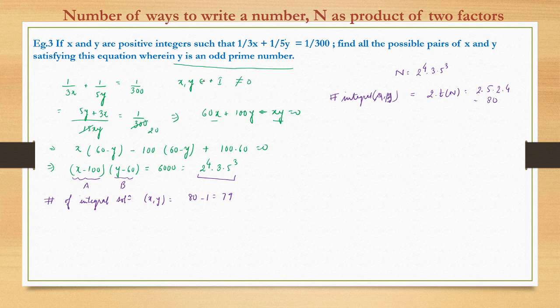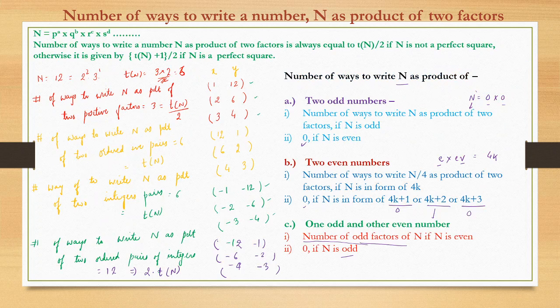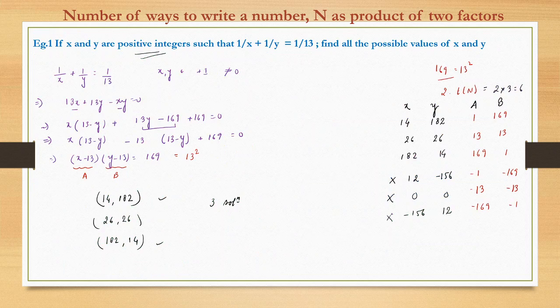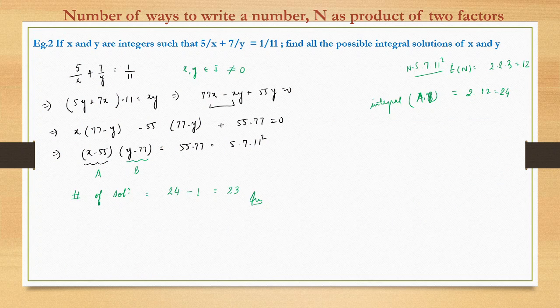The question now says that this equation holds wherein y is an odd prime number. So meaning you have to write this as a product of odd and even. So 6000 is to be written as a product of odd into even, right? Where y minus 60 would be odd, where b would be odd and a would be even. In how many ways can we write this? We saw this some time back, that it will be the same as the number of odd factors of n, right? So what would be the number of odd factors of n?